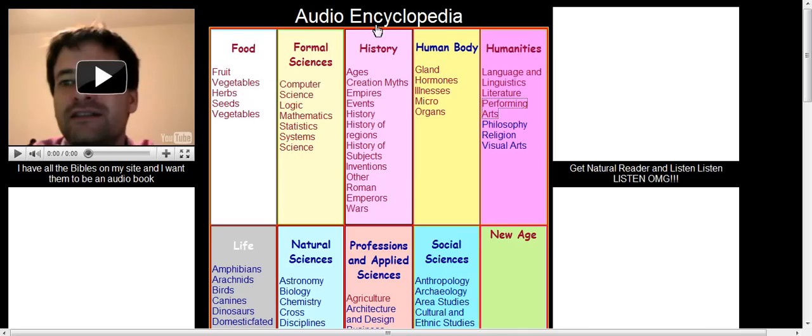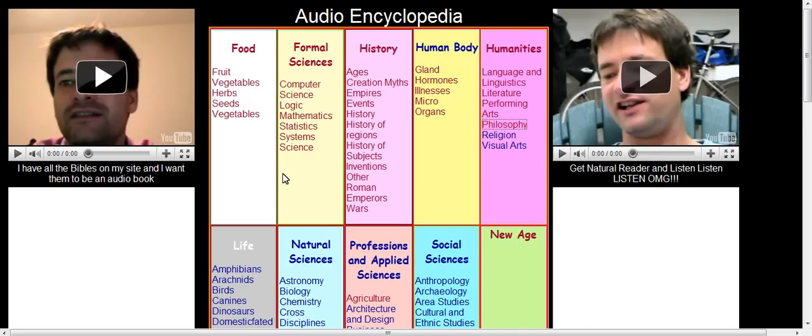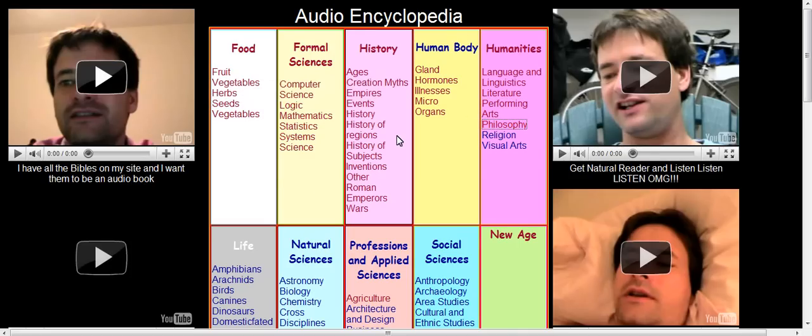Performing arts. That link does not go. Hopefully it's still on the server. If the link doesn't go, my experience is it doesn't even exist on the server. Like something happened to it.